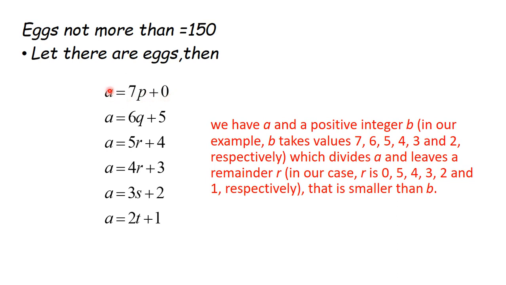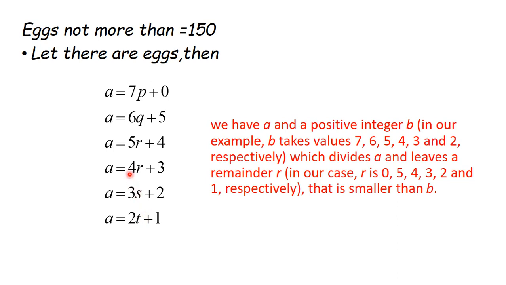Means I have considered that there are a eggs, and I started counting in 7, counting in 6, counted in 5s, counted in 4s, counted in 3s, and counted in twos. What I observe here is that a was a positive integer and b is another positive integer, and if you see, these are the positive integers 7, 6, 5, 4, 3, 2.